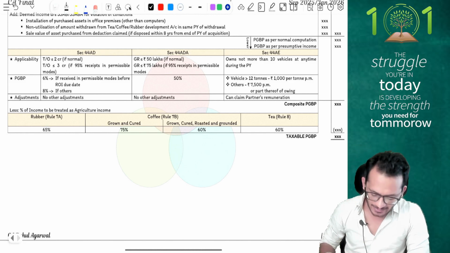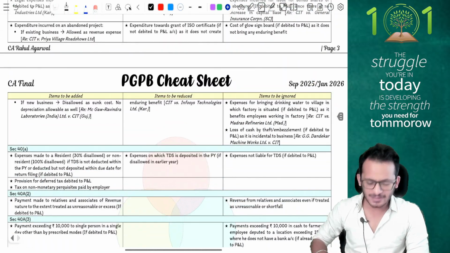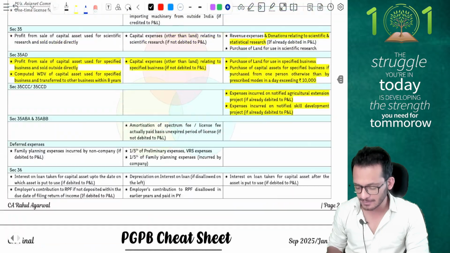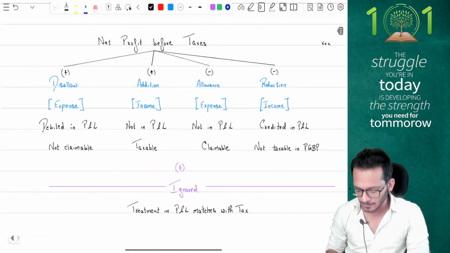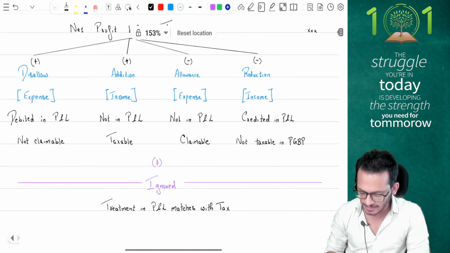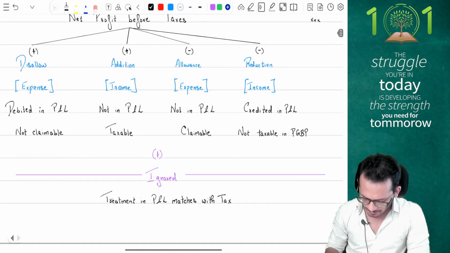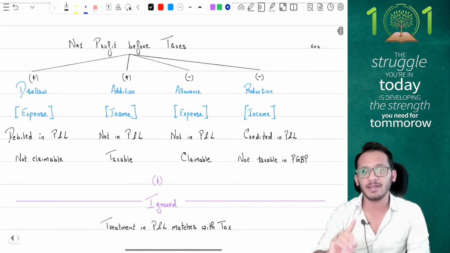Clear? Great. As we are going into the cheat sheet, people, let me first clarify some basics for you. I'm pretty sure you should be aware of these basics now that you're in CA final, but nevertheless, this is something very important. Most of the people who end up making mistakes in PGBP probably do so because of this. So let's spend 2 minutes on this understanding and then we'll take it forward.